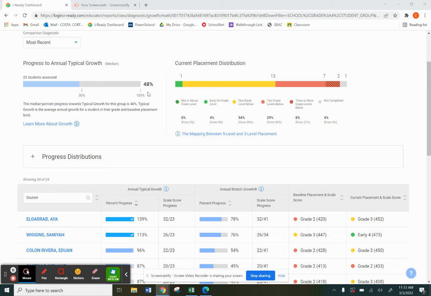So let's pretend that I took the assessment and my typical growth goal was 30. Okay, they wanted me to score 30 points. And let's pretend I actually grew 15 points at that winter assessment. My progress to goal would be 50%. So I would have grown 50% of the way towards my goal. Okay, let's pretend my friend also had a goal of 30 points and they grew 20 points. So my friend's progress to goal would be 67%. They grew 67% of the way towards their goal.